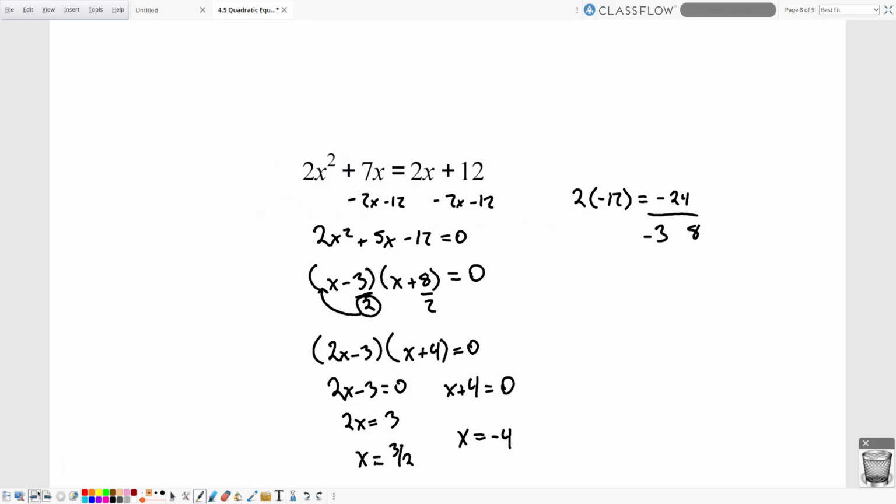So that pretty much covers what we're going to be doing in 4-5 quadratic equations. You want to make sure that your quadratic is equal to 0. Once it's equal to 0, you want to first look for a greatest common factor. If there's no greatest common factor, you're going to factor it as a case 1 or a case 2. Once you have it in factored form, you're going to take everything that has the x, set that equal to 0 and solve, and then those will be your x-intercepts.